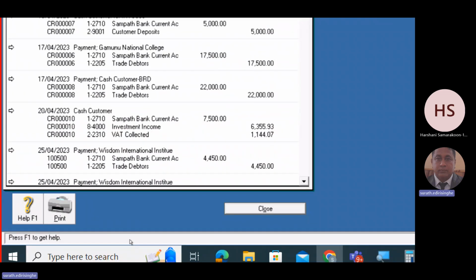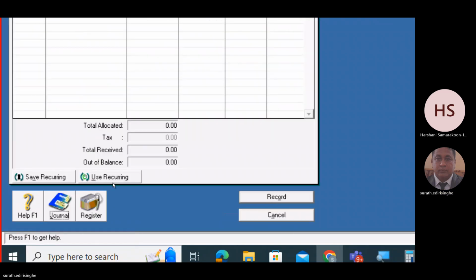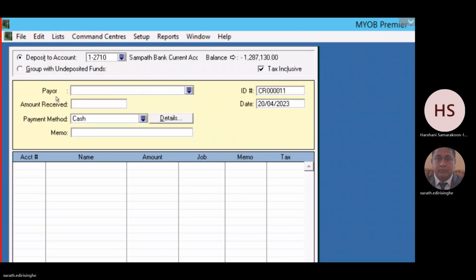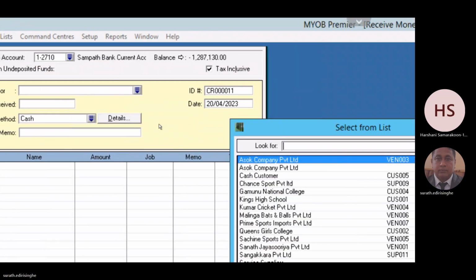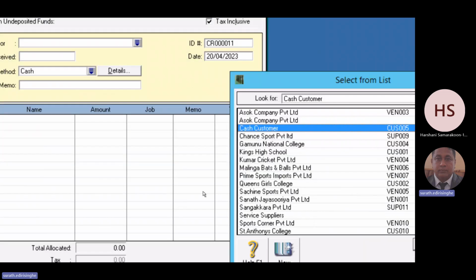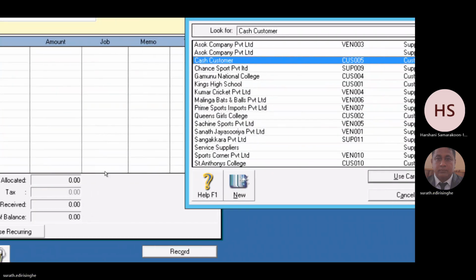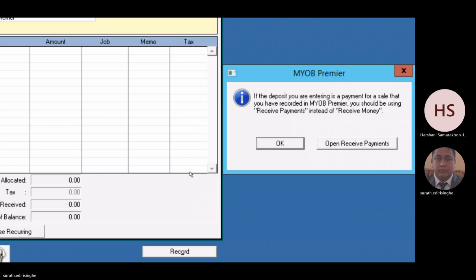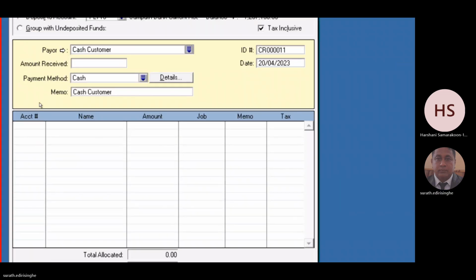Record on the next month. Again, go to the payer, a cash customer. Or else you develop a customer for investment customer, whatever the income. Okay, given the notification. That's the reason. Again, change the period to next month.